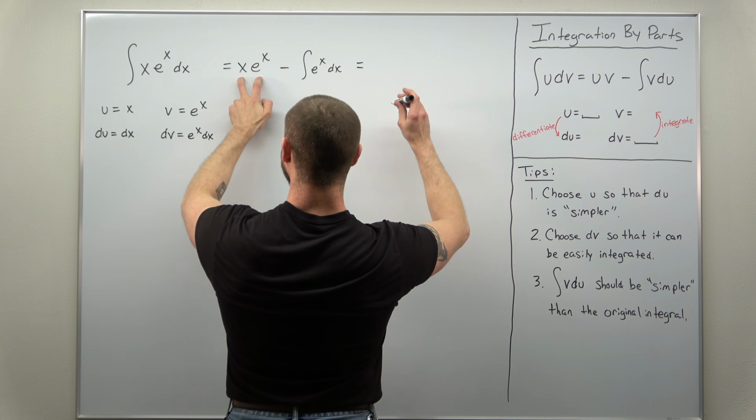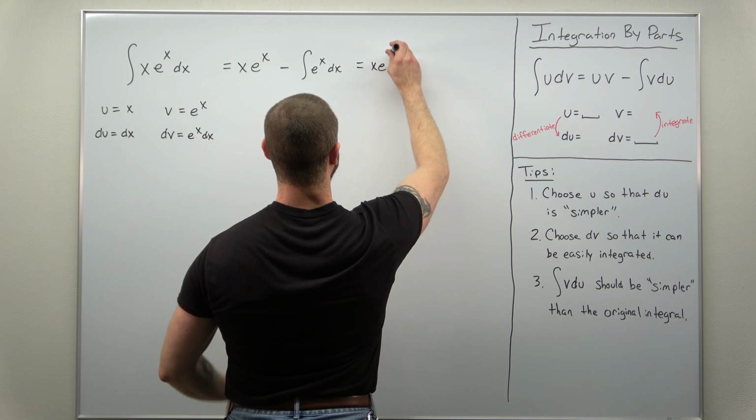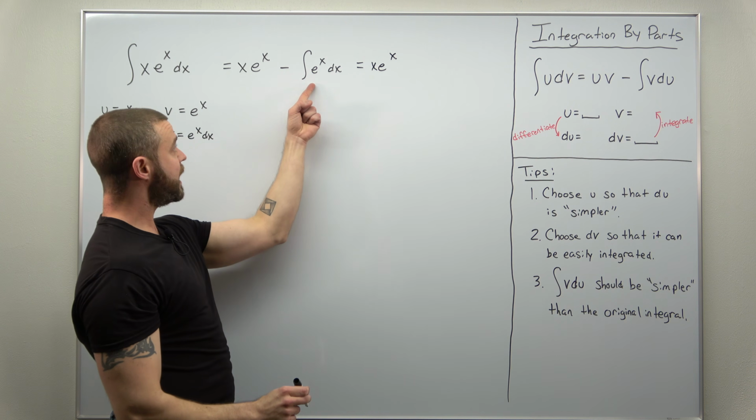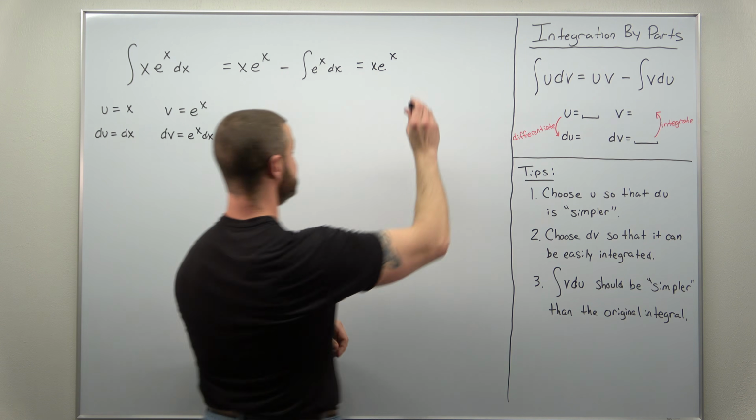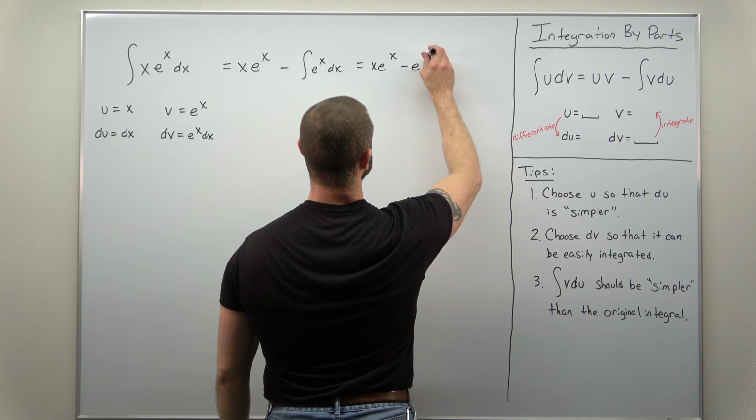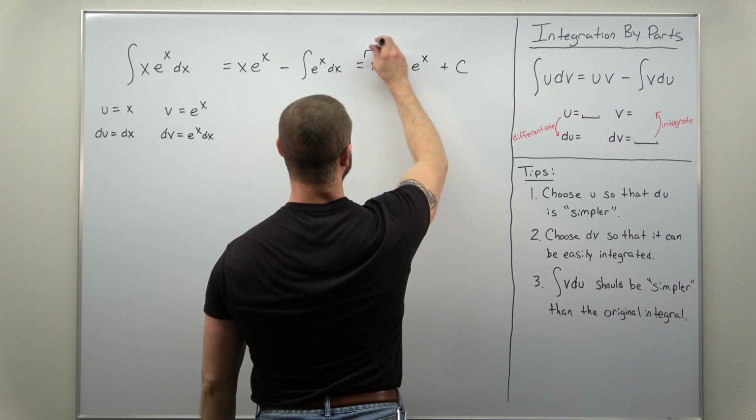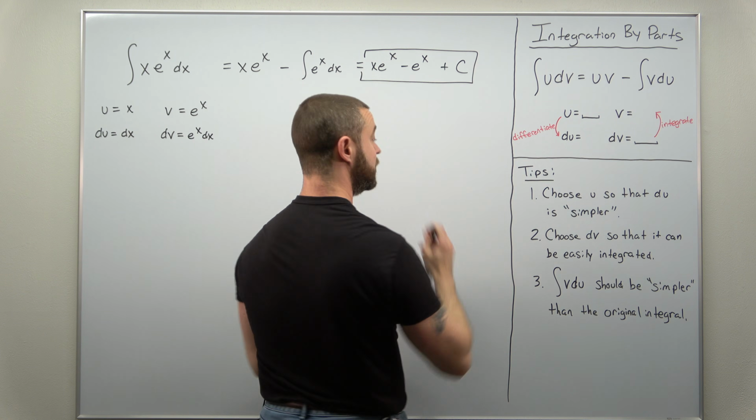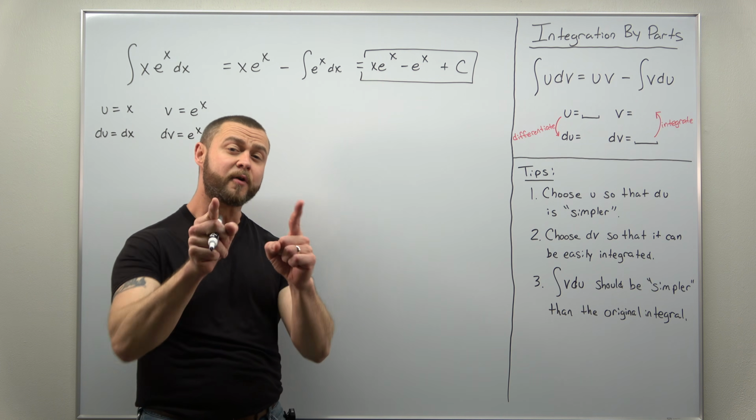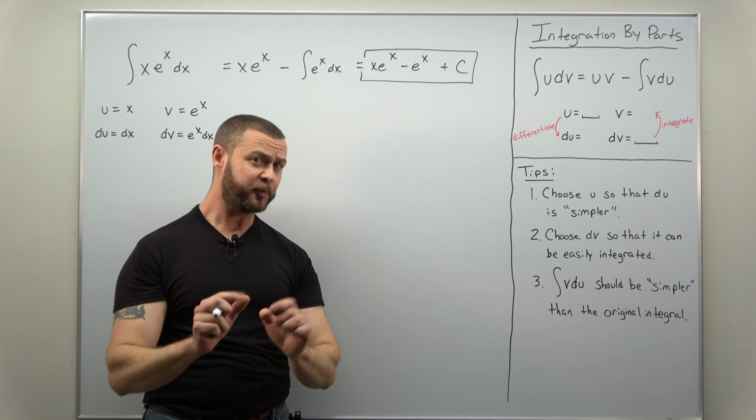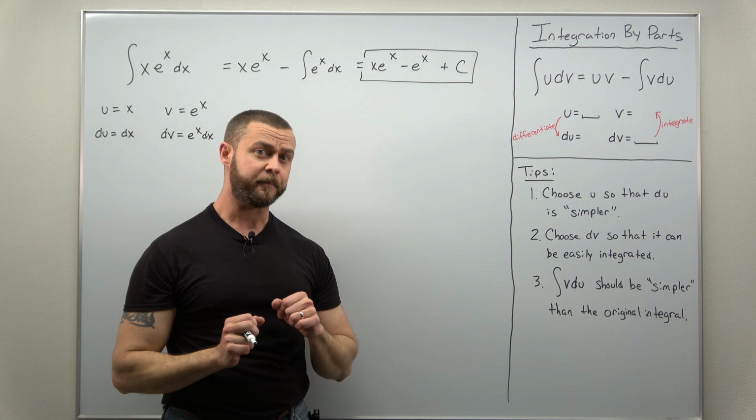So we get as our final answer x times e to the x, and now minus that antiderivative, minus e to the x. And we put the plus c at the end. And that is it for our first and very simple integration by parts problem.